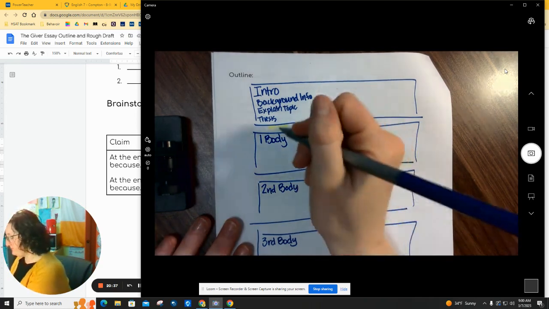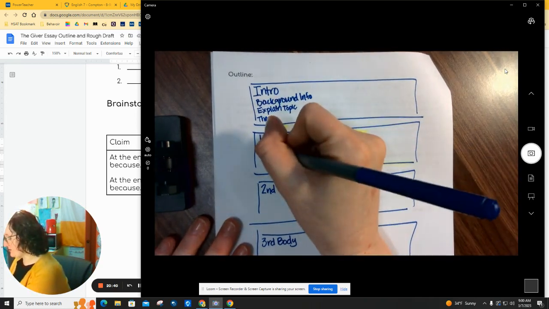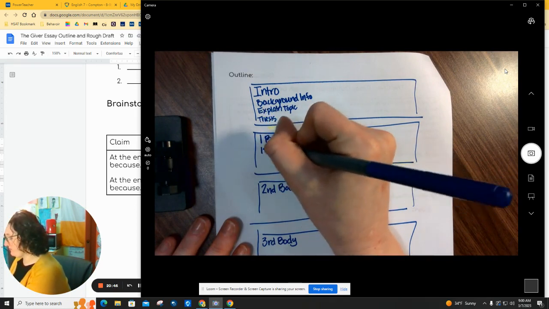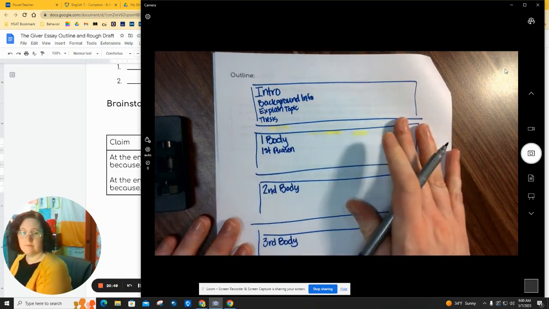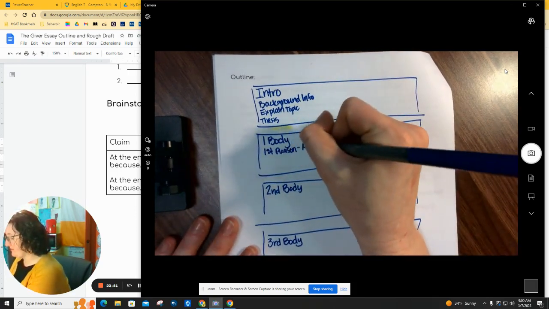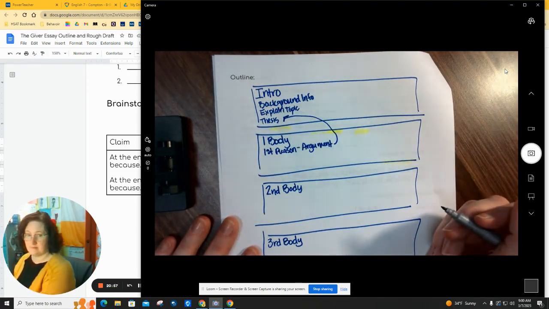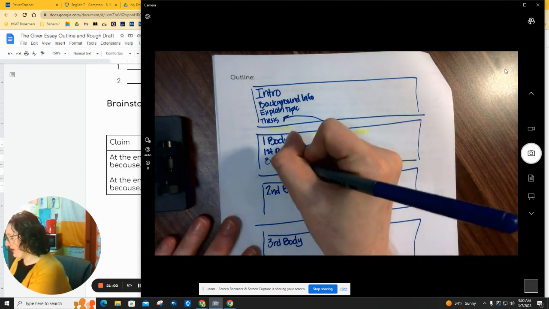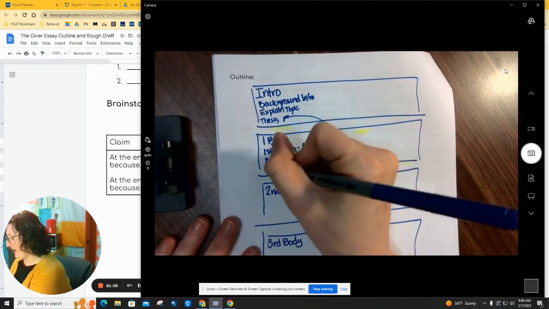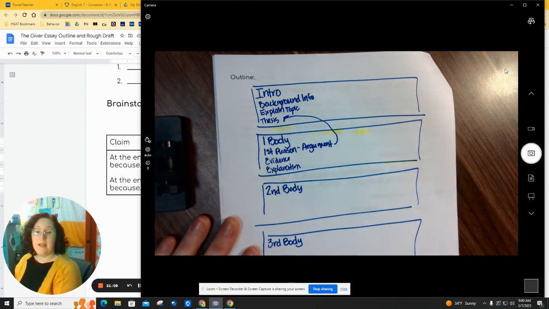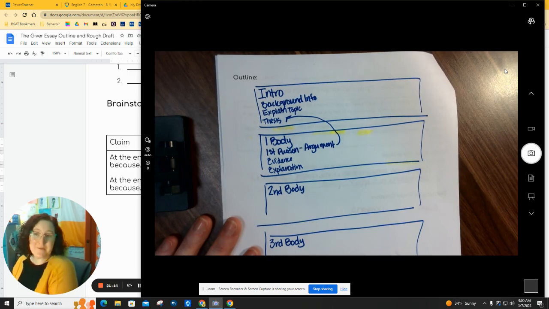Then in our first body, we are talking about our first argument, our first reason for why we think that. Then we have evidence and we have explanation. Now, you might notice that looks like a RACE response. That's because that's what that is. That's all a body paragraph is, a RACE response.